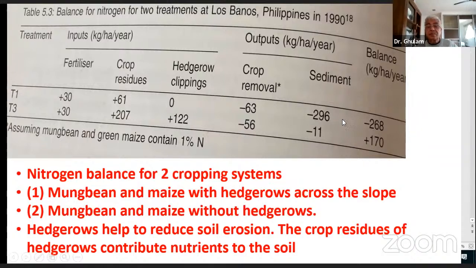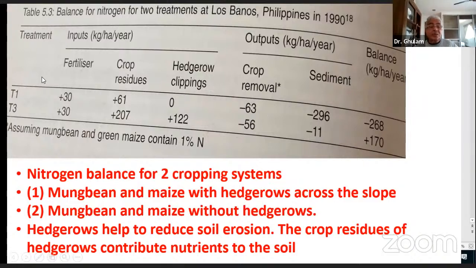T1 is without hedgerows. And because T1 doesn't have hedgerows, there is no contribution from the hedgerow, whereas crop residues contribute to the nutrients. Here is nitrogen. And for T3, because hedgerows were continuously cut and returned to the soil, the nitrogen from the hedgerows contributes to the gains. Whereas crop removal can't be helped because that's what they grow the mung bean and maize for, is to harvest.